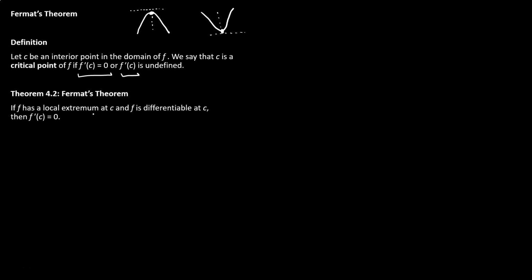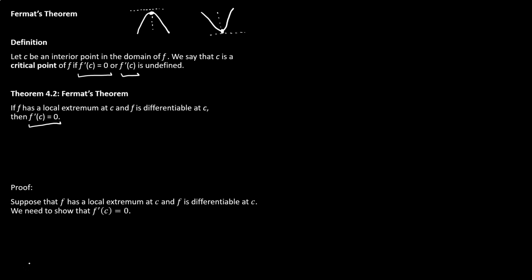Fermat's theorem says that f has a local extremum at these critical points. If you know that there's a local extremum, then you can guarantee that the derivative is zero there. Now it's really easy to read this backwards. A lot of times we read this as if the derivative is zero, you're guaranteed to have a local extremum, but that's not what this says. It says the reverse. If you know that there's a local extremum, then I can guarantee you that the derivative is equal to zero at that point.